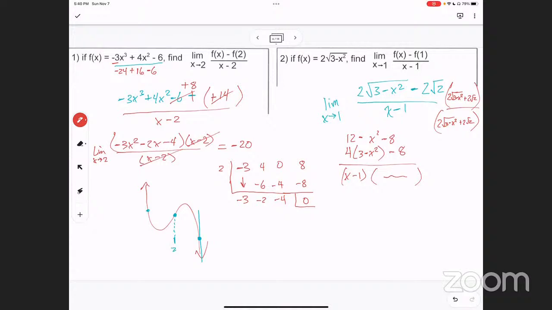Because with this, I'm going to get a negative x squared plus 4, which if I factor it out, is negative x squared minus 4, which is x minus 2 and x plus 2. But I should have a factor of x minus 1 that cancels out, so I did something wrong. What did I do wrong? I'm not sure.